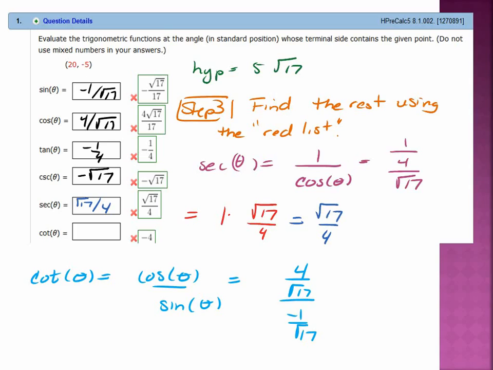Okay, so cotangent, well, that's cosine over sine from your red list. There's another way to do this. It's also 1 over tangent. But I'm going to stick to the red list so that I'm uniform with what I'm showing you. That's 4 over square root of 17 over minus 1 over square root of 17. Invert the denominator and multiply. They cancel, and I'm left with minus 4. Sound reasonable?